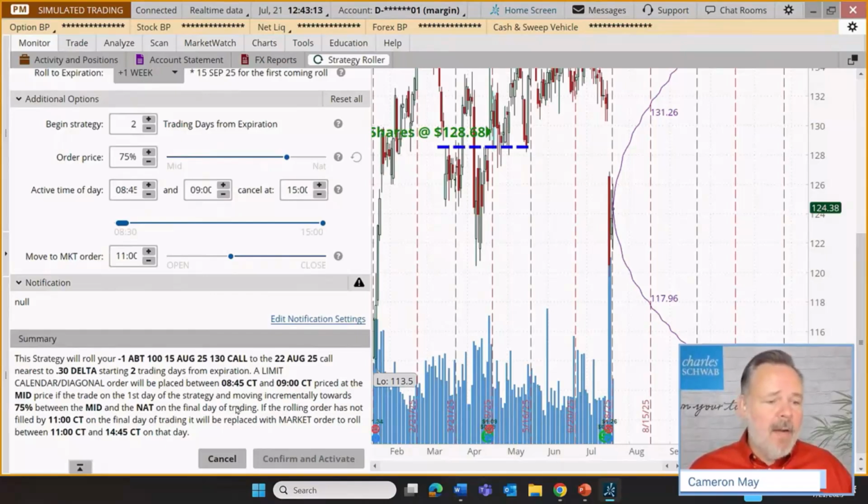So Nino says, isn't it better to let it expire as long as it's out of the money? Better? Well, there's risk. Even if it's out of the money, it could go in the money and be assigned. Even an out of the money contract could be assigned. The trader just needs to keep an eye on things and make that decision. But that's our strategy roller tool.